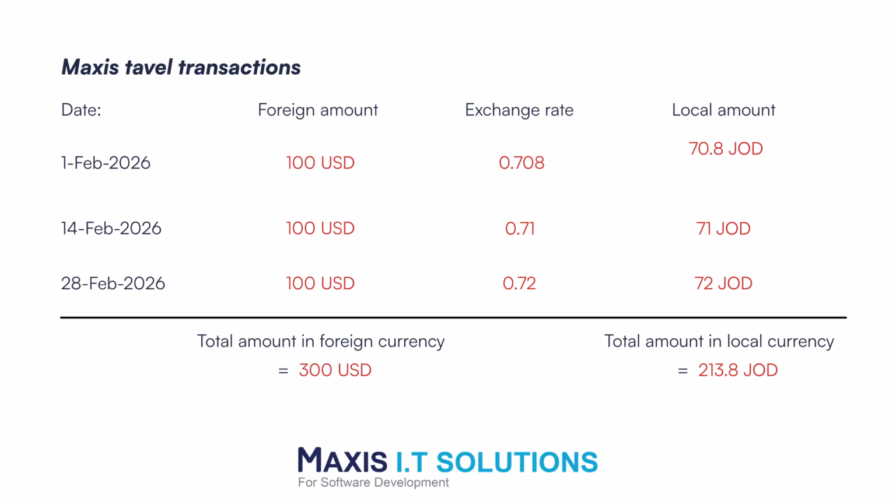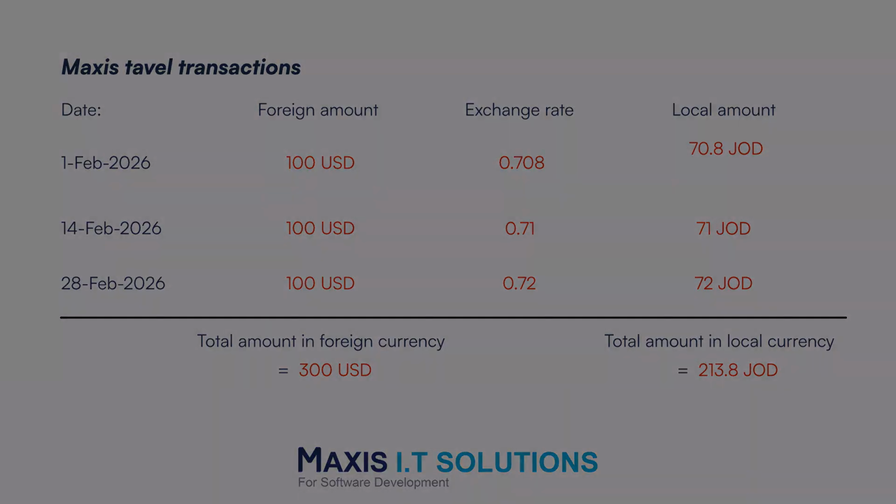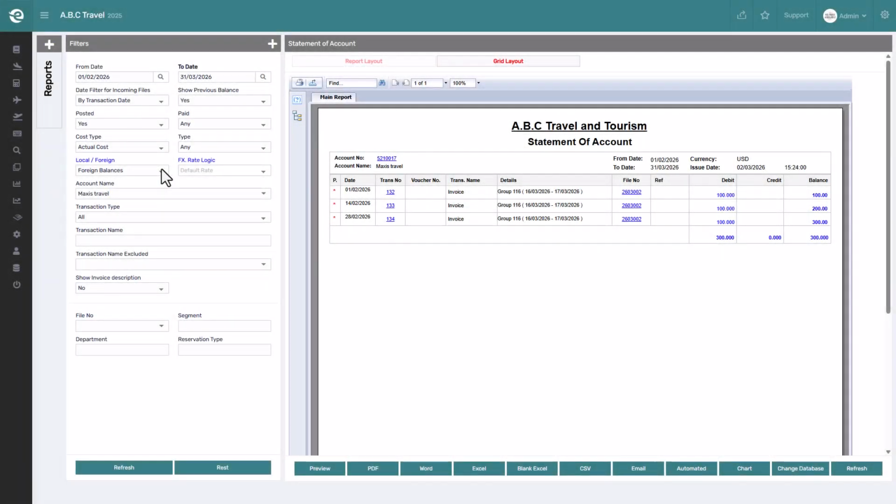So the total is 300 US dollars and 213.8 Jordanian dinars for local currency. In this case, if we want to generate a statement of account, we must choose the foreign balance option to see the correct report and correct totals. If we choose both, the system will show the US dollar amounts and their Jordanian dinar equivalent based on the historical exchange rate at the time of posting each transaction.